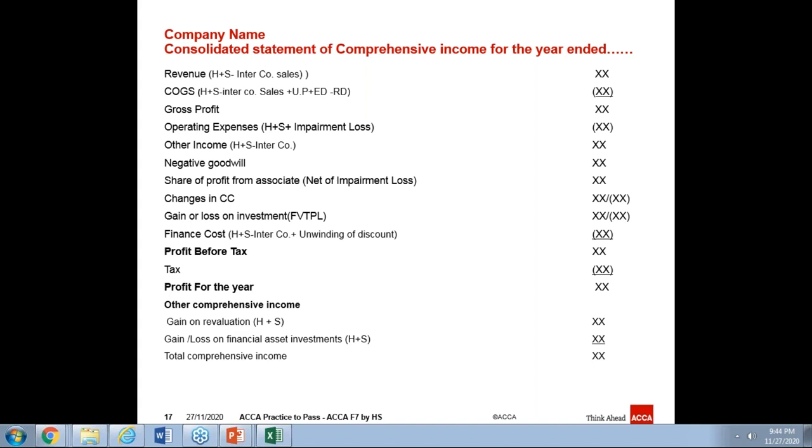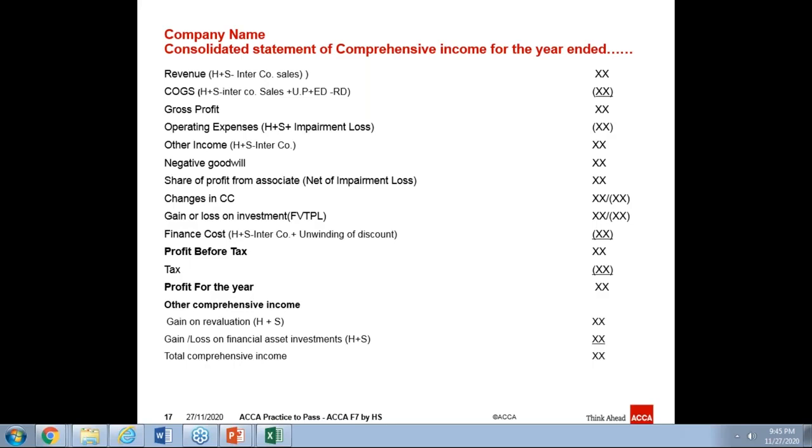And you will get the value of profit before tax. And when we deduct the tax on it, it will become the profit for the year. And other comprehensive income means gain on the revaluation and gain or loss on financial assets or equity instruments measured at fair value through OCI. So this is the basic format. You only have to memorize this format once and attempt the consolidated P&L question. You will be 100% correct if you follow the format.